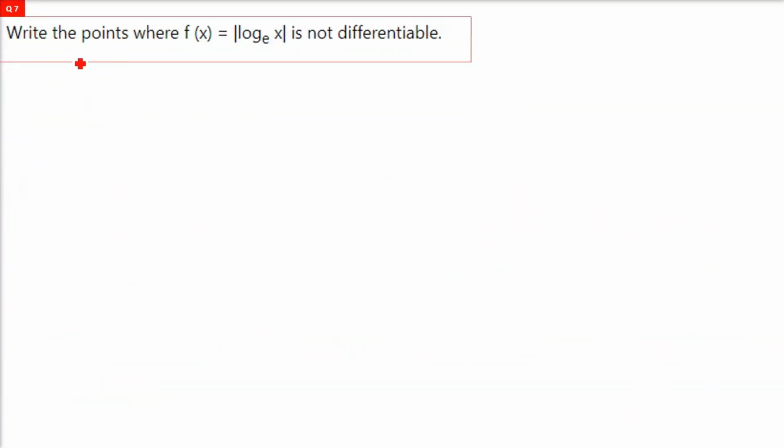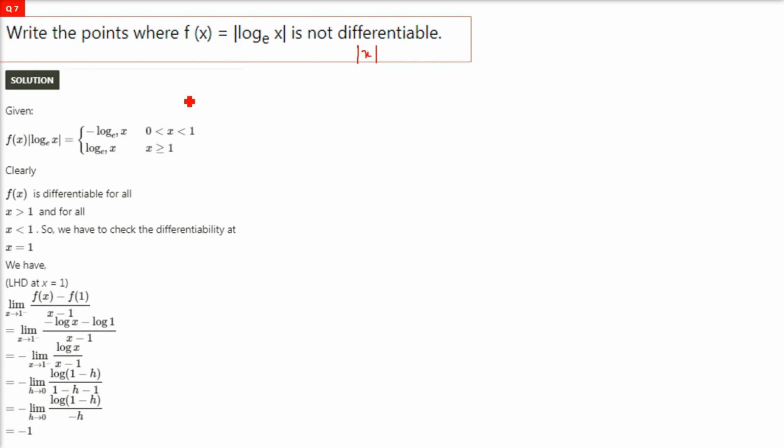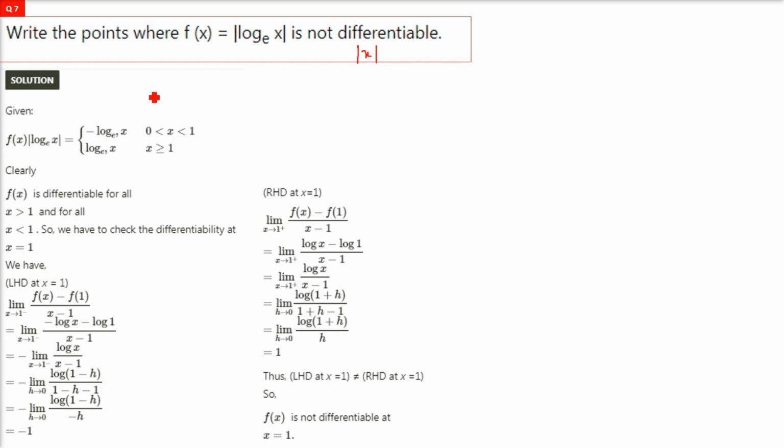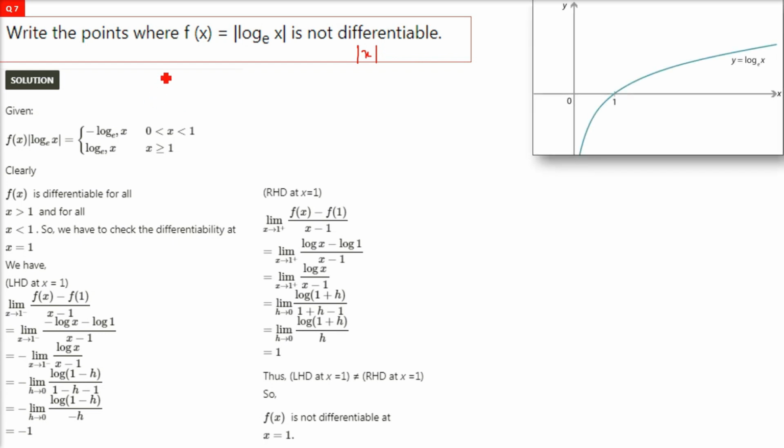Most of the questions are repetitions of what we have already done, so you have to go through the 10.1, 10.2 exercises. Write the points where f(x) equals log x is not differentiable. We always talk about mod x and multiple variations of the modulus function. The solution is in front of you, but understand it very carefully. You need to understand the graph of log x. Until you understand this graph, you won't be able to solve this.